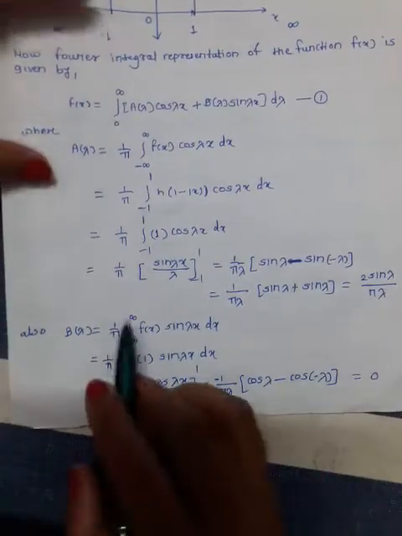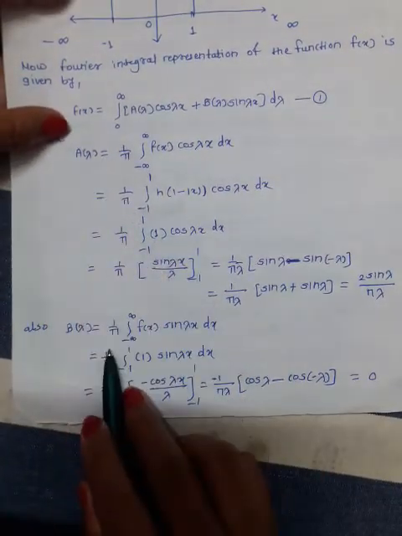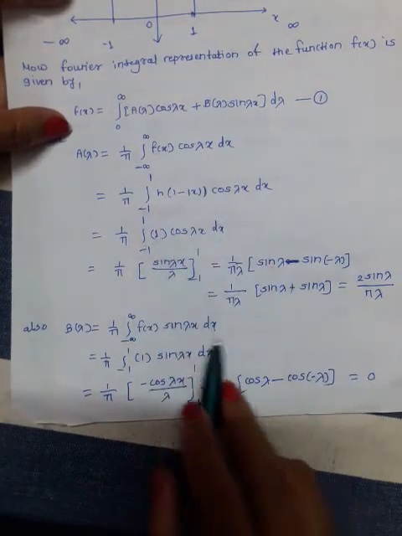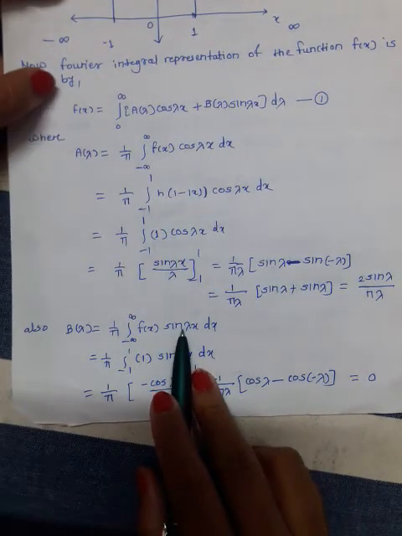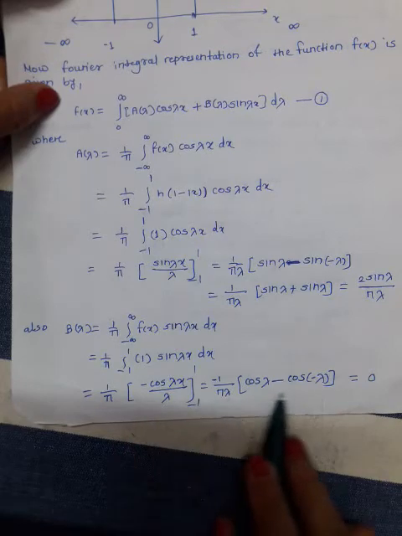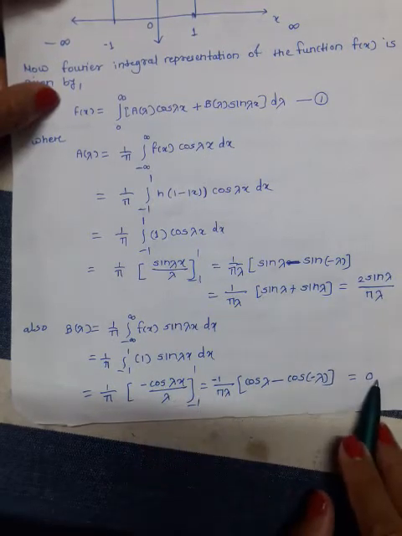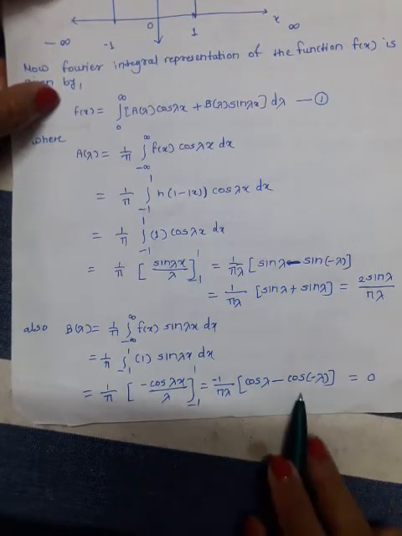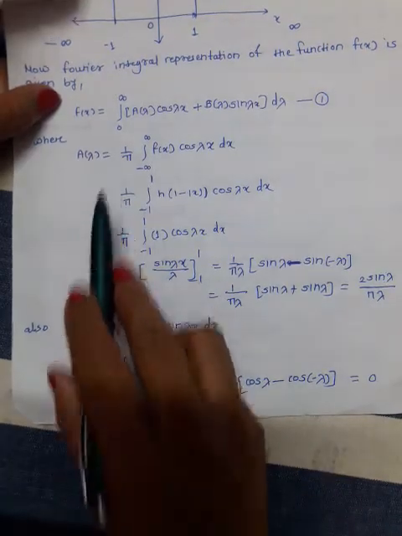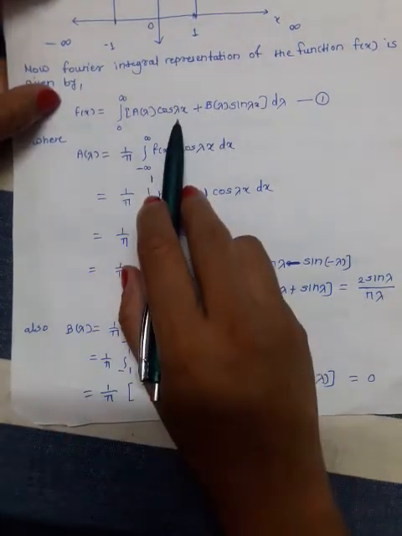Now again b lambda. What is the difference between a lambda and b lambda? Here, instead of cos we get sin only, and in the same way we have to solve this integration. This integration value becomes 0. You can check this integration. Now we have to put these a lambda and b lambda values here.